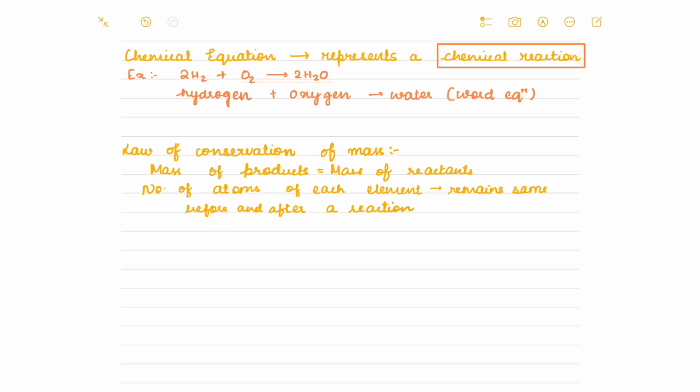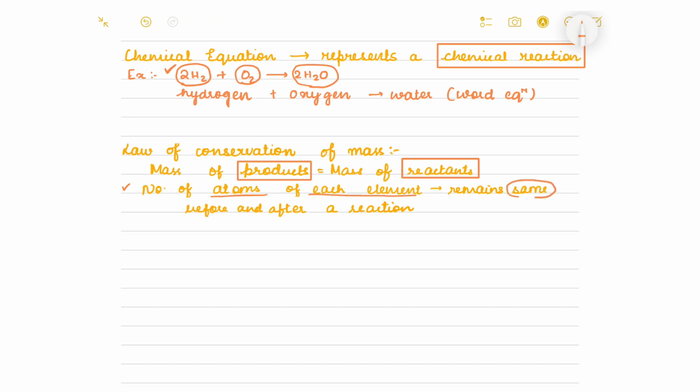As per the law of conservation of mass, mass can neither be created nor be destroyed. A chemical reaction also follows the law of conservation of mass. So in a chemical reaction, the mass of products is equal to the mass of reactants. Now in the reaction that I have written here, the mass of all the hydrogen on the reactant side plus the mass of the oxygen should be equal to the mass of the two molecules of water formed. We can also state it in another way that the number of atoms of each element remains the same before and after the reaction.